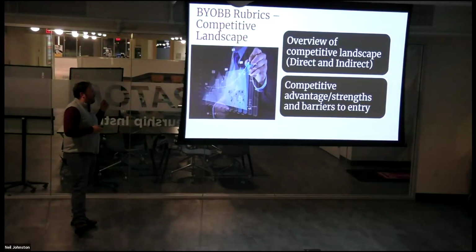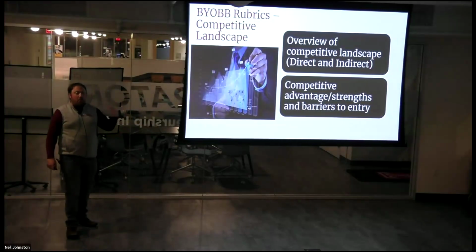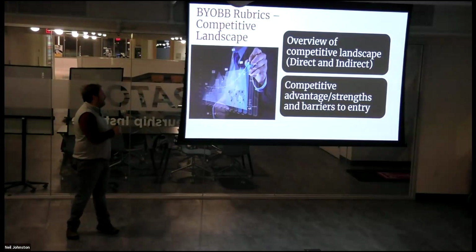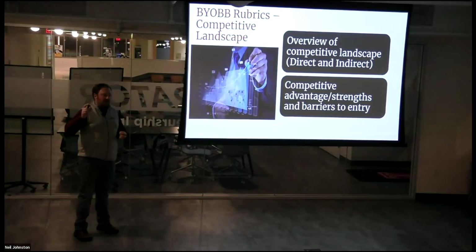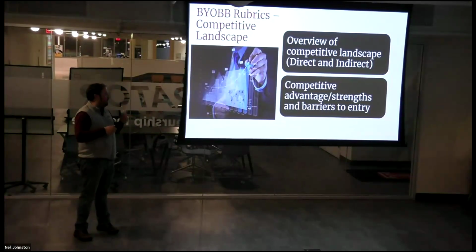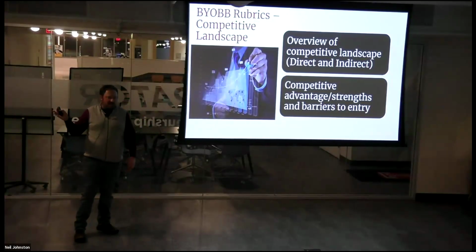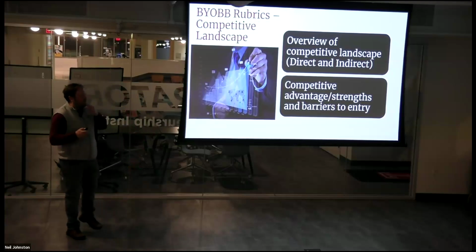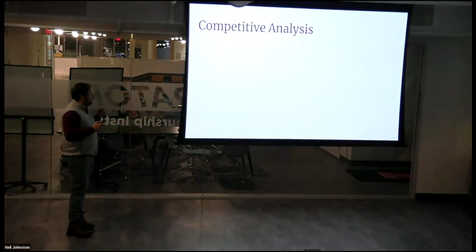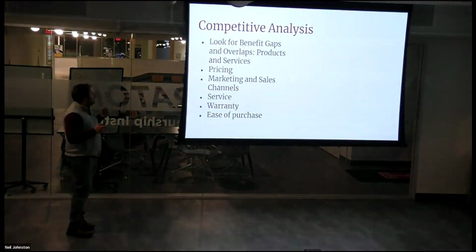When thinking about the competitive landscape, what we are looking for in terms of your BYOBB submission is an overview of the competitive landscape, both your direct competitors and also your indirect competitors, and we'll talk about that a little bit on the next slide. And then what are the competitive advantages that you have, as well as the strengths and also barriers to entry. So all of these things can be really easily considered and addressed in a table like this.